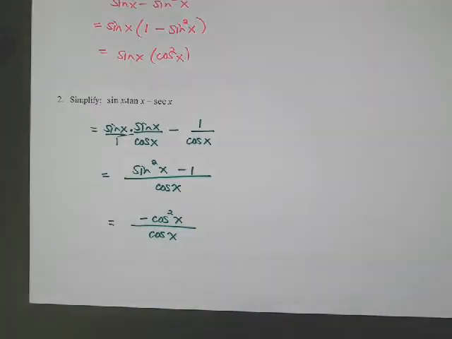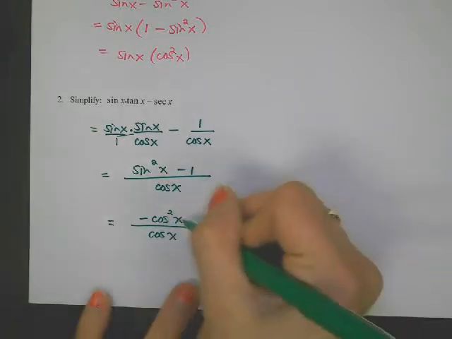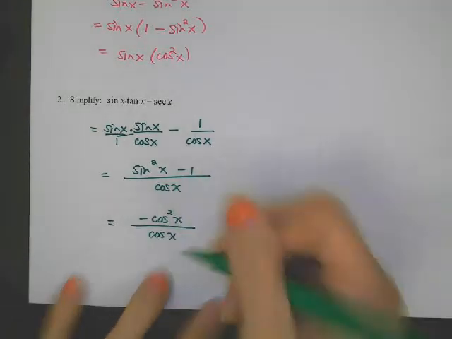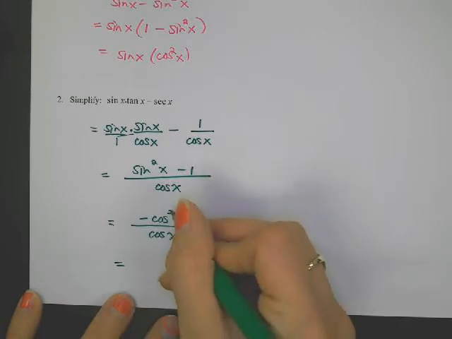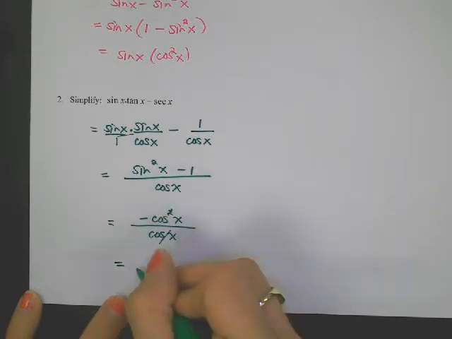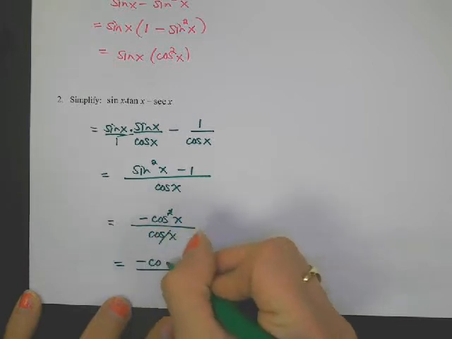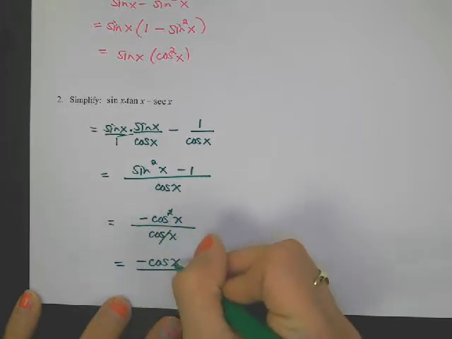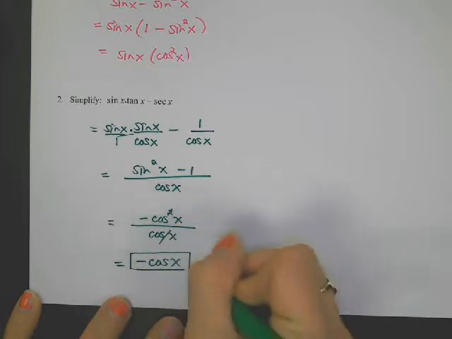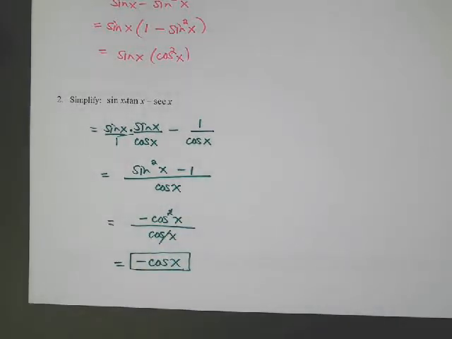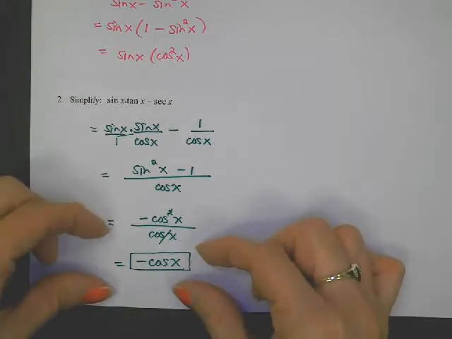Are we done? I hope you said no, we're not done. There's 2 cosines on top and 1 on the bottom. So we can go ahead and cancel a cosine with a cosine. So how many cosines are left up there? Just negative cosine of x. In fact, that's exactly how I'll leave the answer. So I can tell now that we're finished. There's really not much more to do with the cosine.